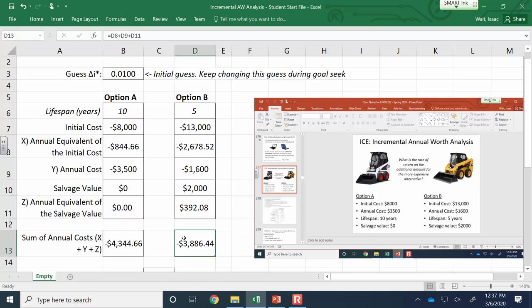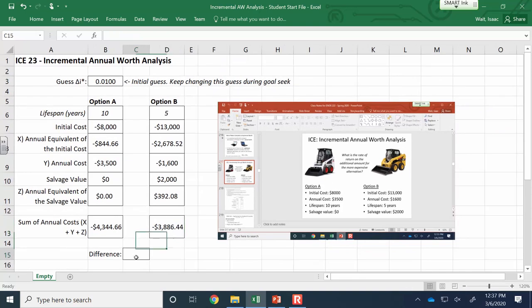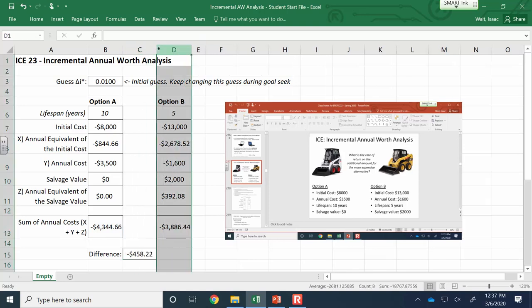And the annual cost of option B is $3,886. The question is, how do I make it so that the difference between the two is zero? What interest rate is going to make it so that the difference in cost between the two options is zero?